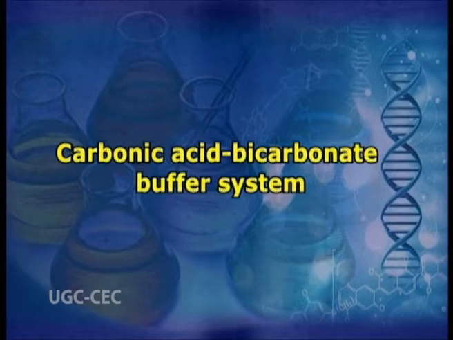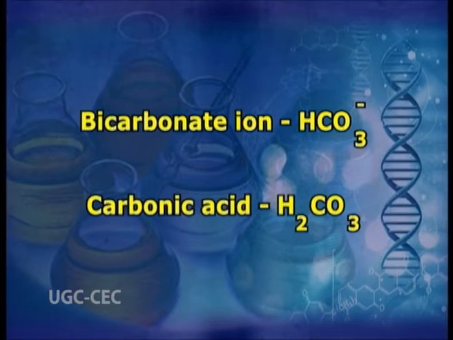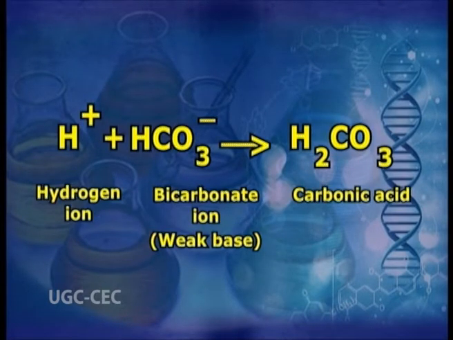Carbonic acid bicarbonate buffer system. The carbonic acid bicarbonate buffer system is based on the bicarbonate ion, that is HCO3 minus, which can act as a weak base, and carbonic acid, H2CO3, which can act as a weak acid. If there is an excess of hydrogen ion, the bicarbonate ion can function as a weak base and remove the excess hydrogen ion as follows.